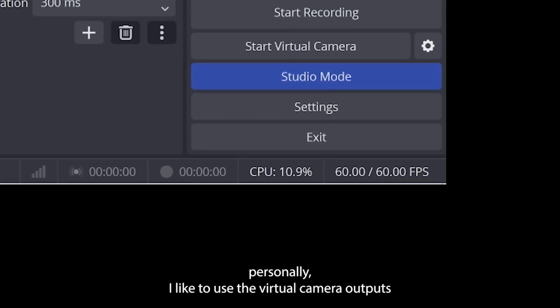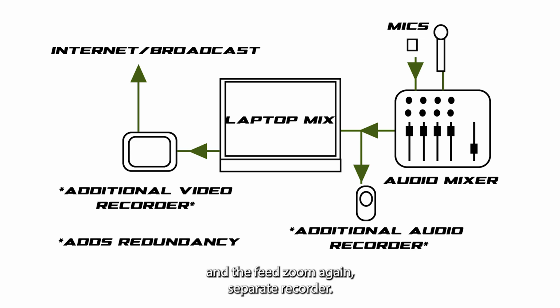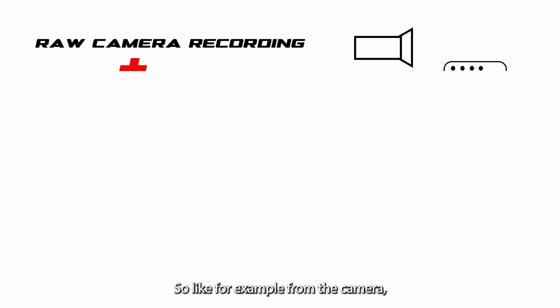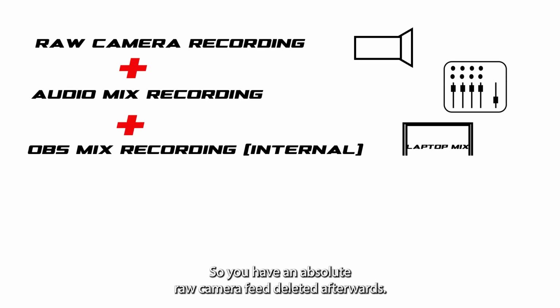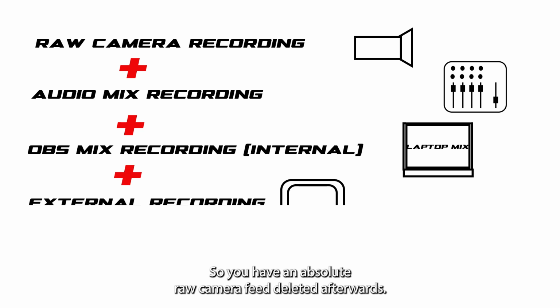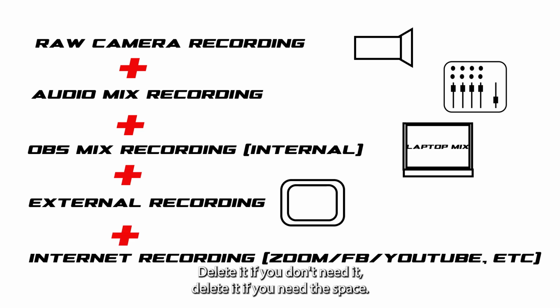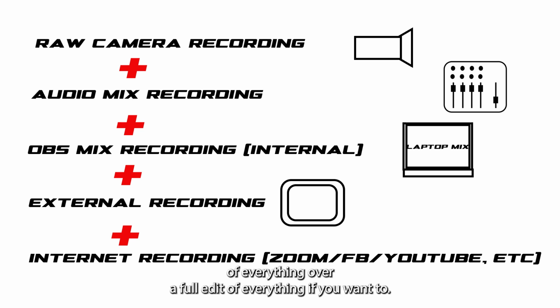Personally, I like to use the virtual camera output, send the feed to Zoom, again, separate recorder, and everything is double redundantly backed up. So make sure you have extra cables, that's redundant, but make sure you have extra recordings in the feed. So like, for example, from the camera is recorded before it goes into the laptop, so you have an absolute raw camera feed. Delete it afterwards, delete it if you don't need it, delete it if you need the space, but when you have the raw files, you at least can make a full backup of everything or a full edit of everything if you want to.